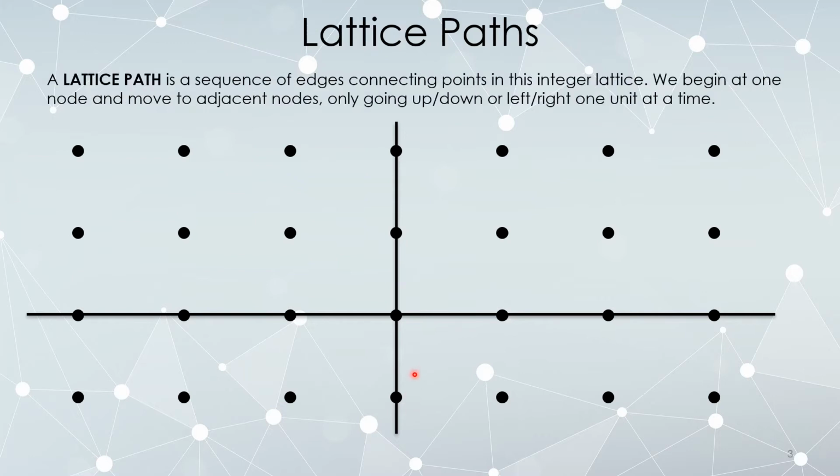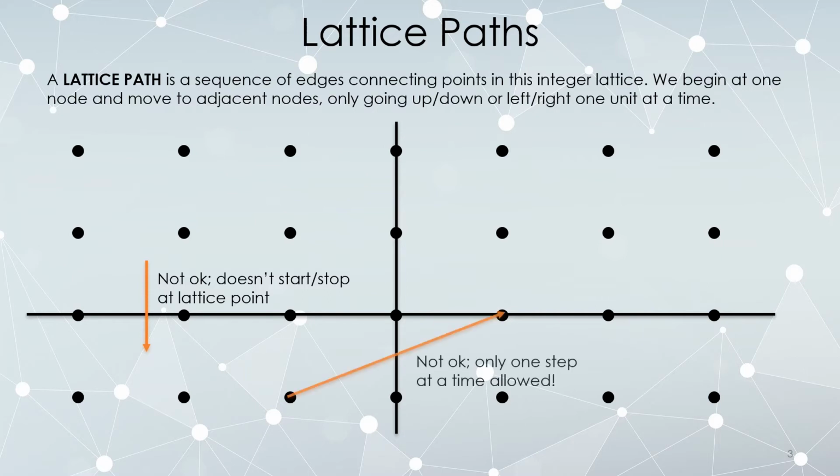A lattice path is a sequence of edges connecting points in this integer lattice. You begin at one node, one integer pair point, and move to adjacent ones. You can only go up, down, or left, right a single unit at a time. So for example, this is not an allowable lattice path because it does not actually connect points in our grid. This is also not okay. This is a path that does several steps at once. We are only allowed to go up, down a single step at a time, or left, right.